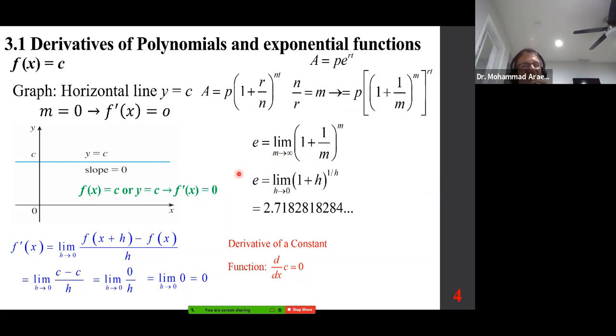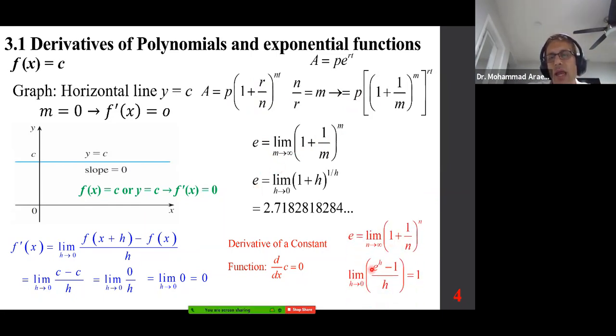Needless to say, e is not missing. e is just like pi. It's an irrational number. It's a very important number, and that's why it's been given a name, e, and it is equal to 2.71828. That's one definition. We've seen it in algebra, and this is another definition in calculus.